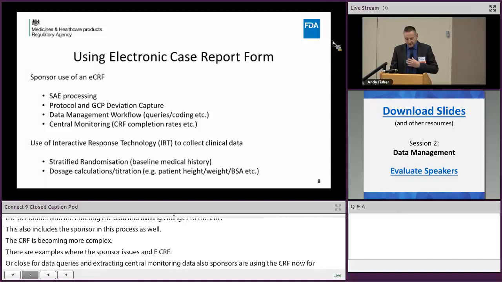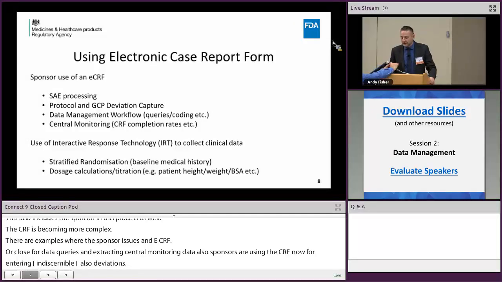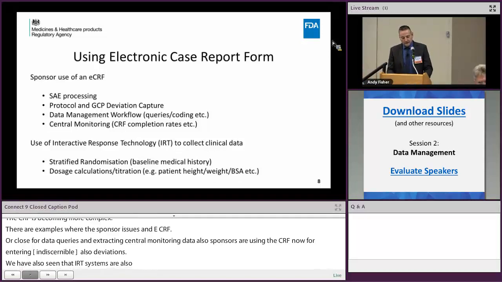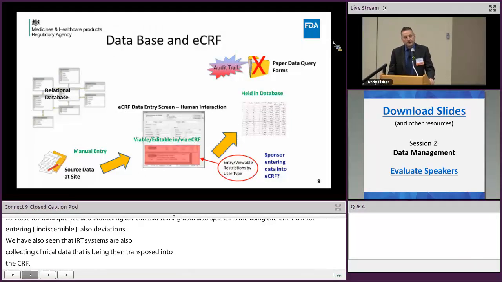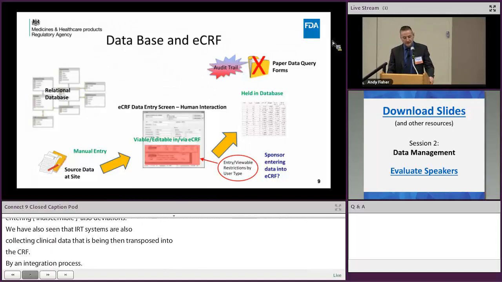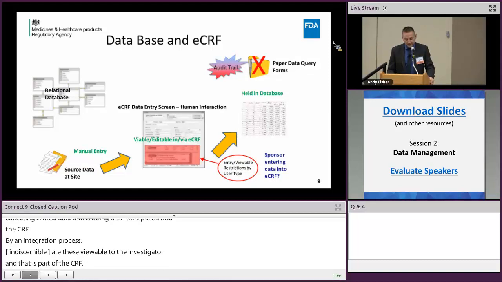We've also seen that IoT systems are also collecting clinical data that is then transposed into the CRF, sort of via an integration process. So there are fields in the CRF that have been populated via an IoT system. And are these viewable to the investigator and therefore part of the CRF? So the CRF hasn't been filled in by the investigator. In these cases, the edit rights may potentially have been given to the sponsor, and that could increase risk for data integrity because, has the investigator authorized these personnel to do that?